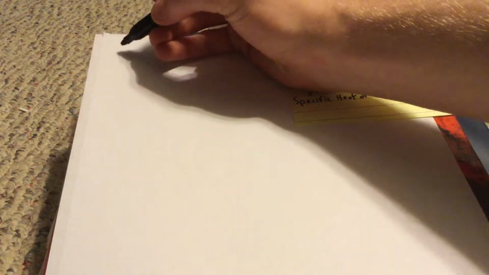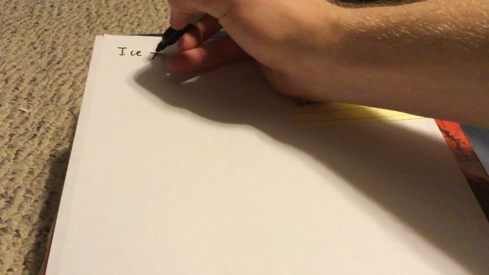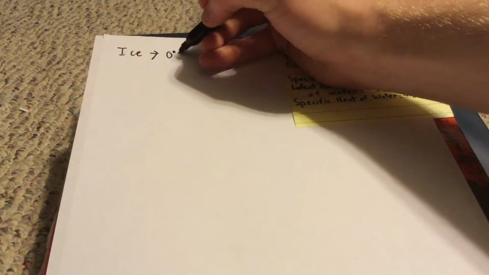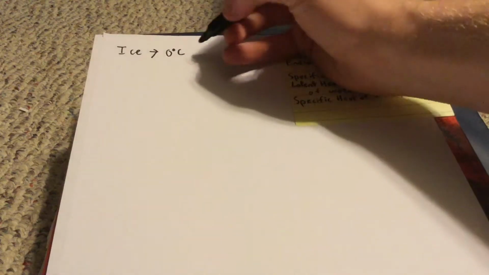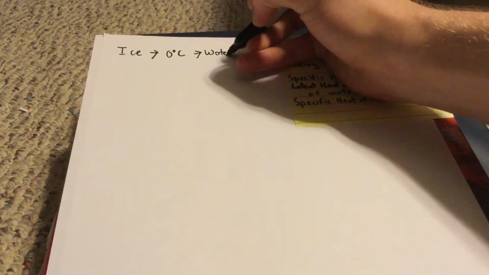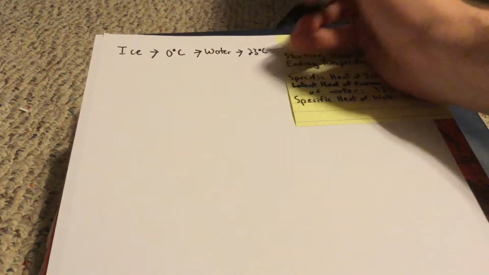So we have 3 steps when ice is being warmed to room temperature water. First, you have ice that needs to go to 0 degrees. Then, your 0 degrees ice needs to turn into water, which needs to then turn into 23 degrees Celsius water.